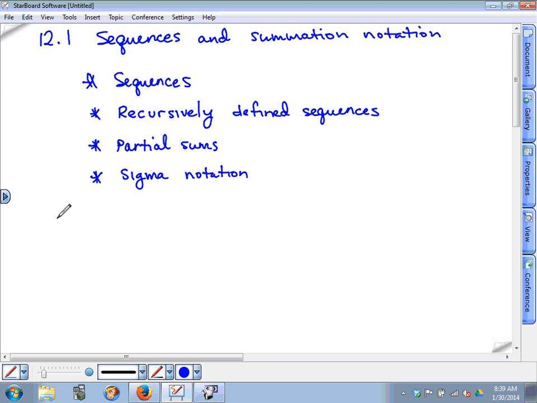Okay. So let's begin with what the heck a sequence even is.